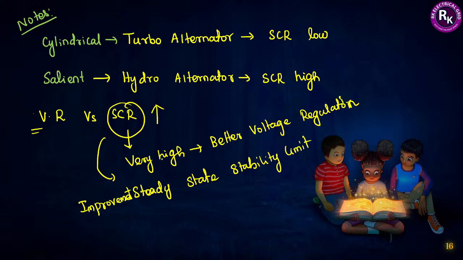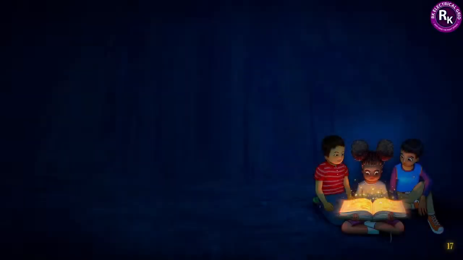continue. Suppose your machine has a low value of SCR, it means the stability of the machine will be less. So it is vice versa. If the short circuit ratio is high, the system will have an improved stability limit. If the value of the SCR is low, it means the stability of the system will become less. Okay, I hope you understood. So these are some of the observations from the short circuit ratio of the alternator.